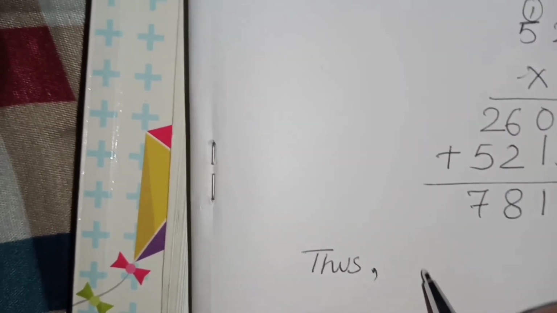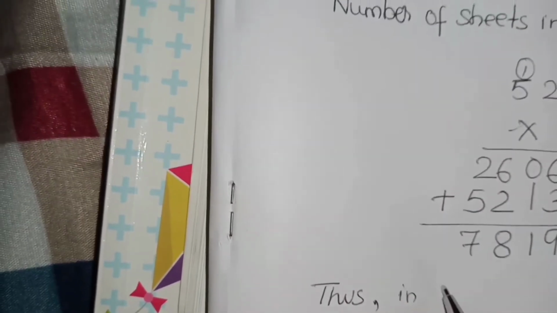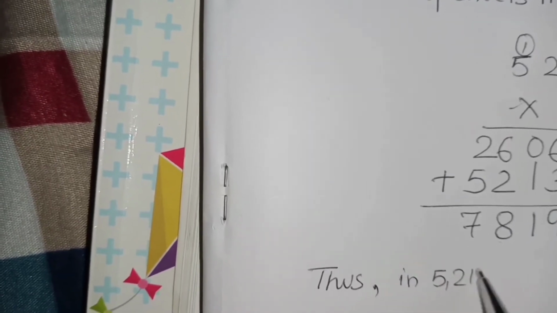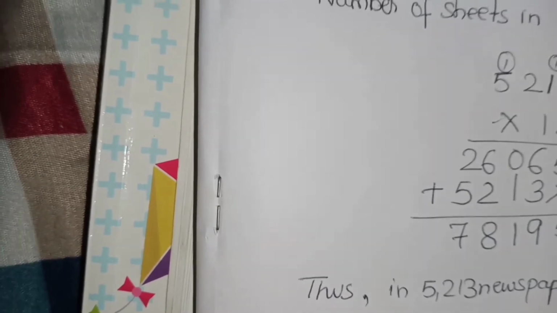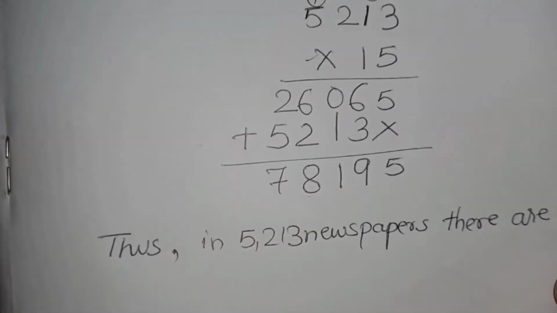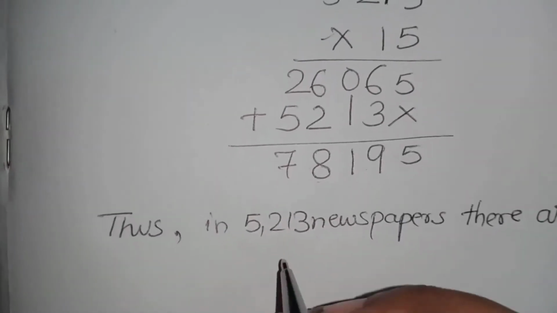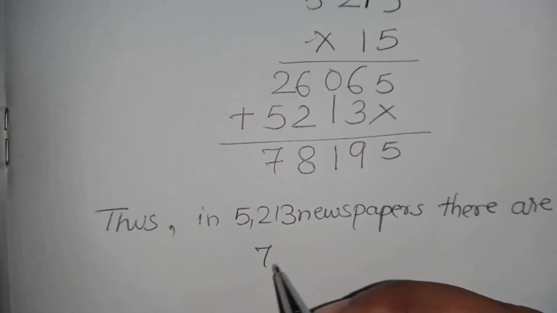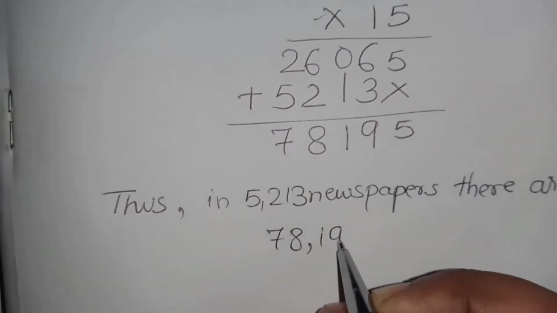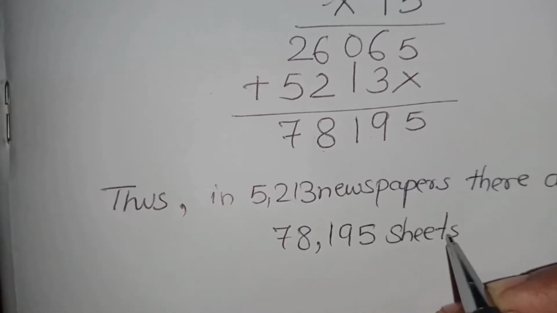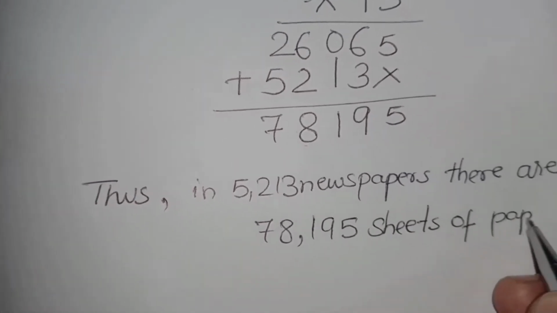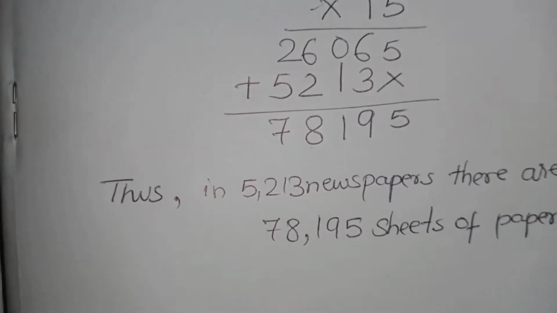Let's write here: thus, in 5213 newspapers there are 78,195 sheets of paper. So done.